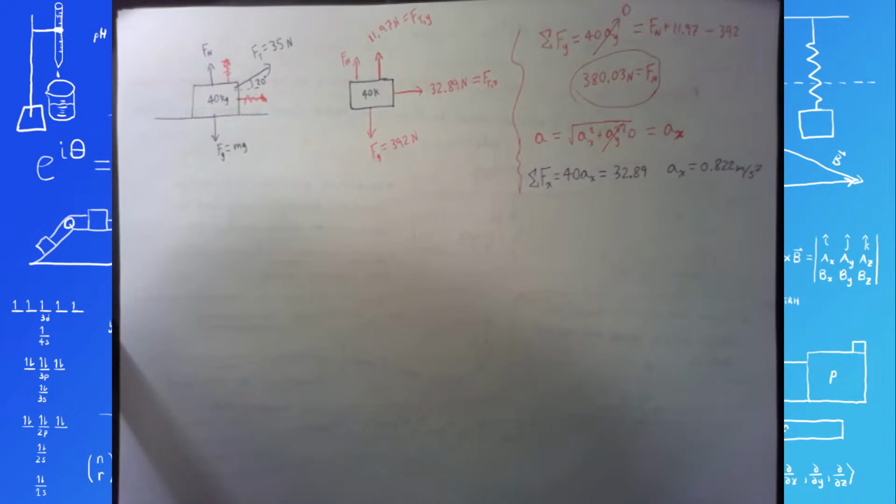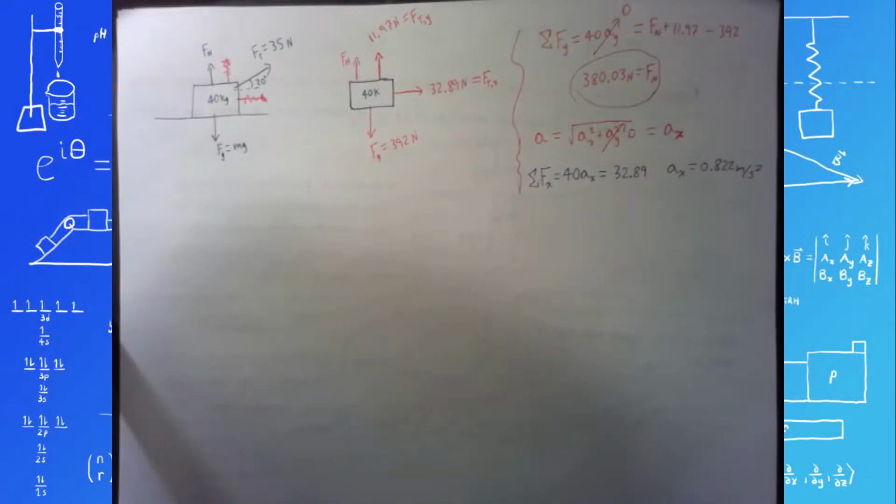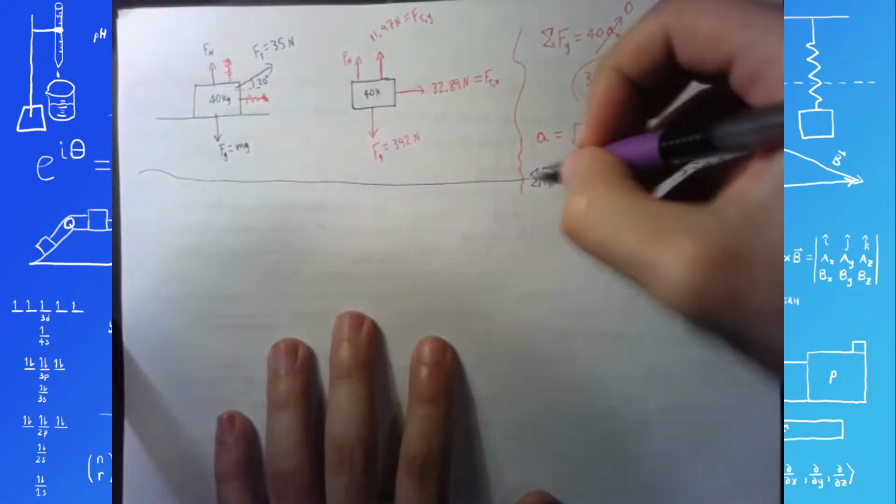I could ask right now, bonus question, it's not really stated here. I could ask, for example, how far does this box full of textbooks travel in 5 seconds, assuming that it started from rest? We can do that now. We can do that. How far? So bonus question.